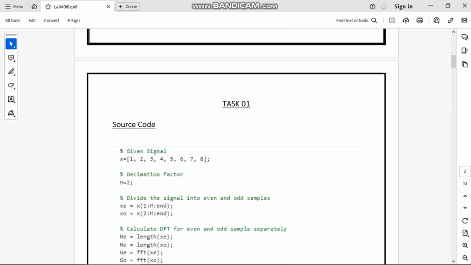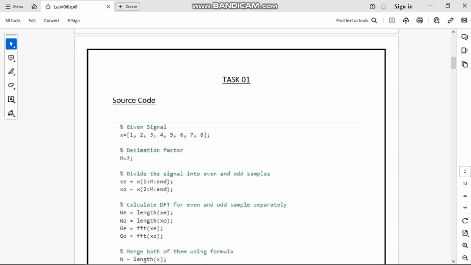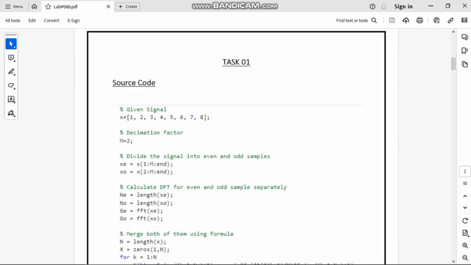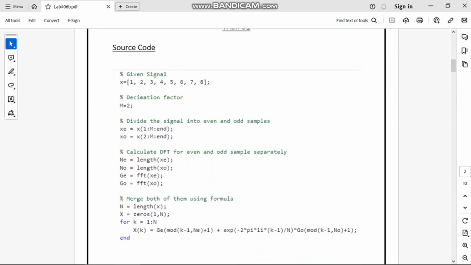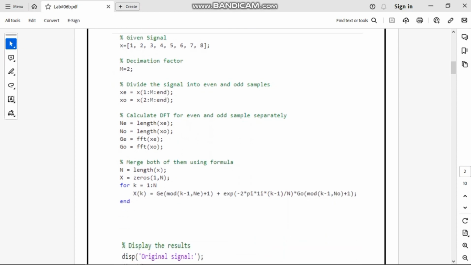So, starting with task 1, first of all, I am defining the value of our signal, which is x equal to 1, 2, 3, 4, 5, 6, 7, 8. Then I am finding the decimation factor, which is m equal to 2, then dividing the signal into even and odd samples. X of p is equal to x1 m n. Then I am calculating DFT for even and odd samples separately.